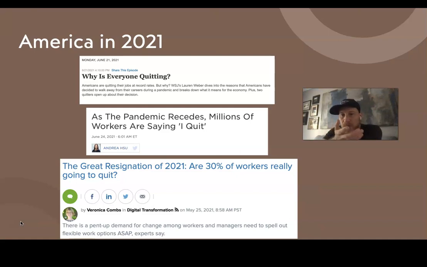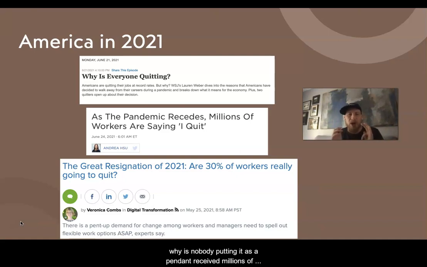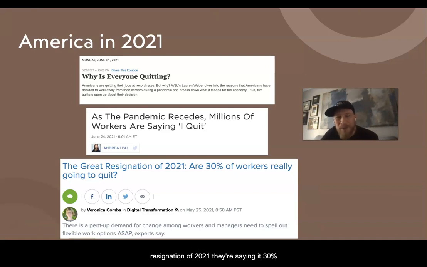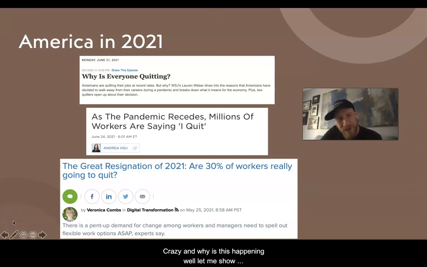And people all over America are writing about this, saying, okay, why is everybody quitting? As the pandemic recedes, millions of workers are saying, I quit. They're calling it the Great Resignation of 2021. They're saying that 30% of workers are really quitting, and that is absolutely crazy. And why is this happening?